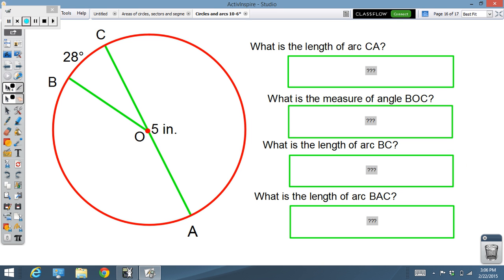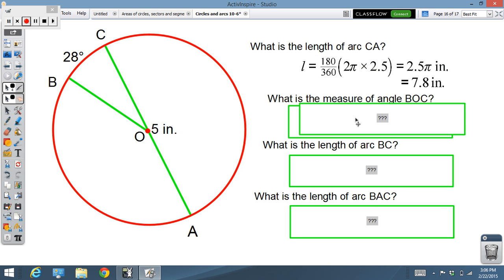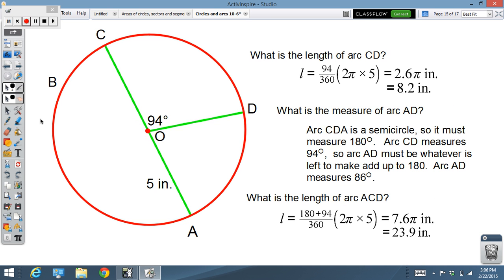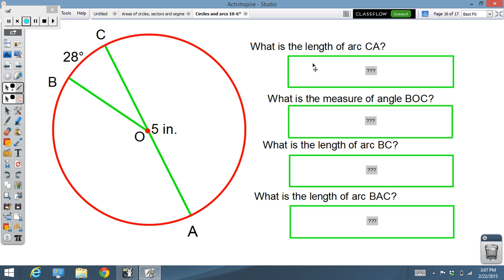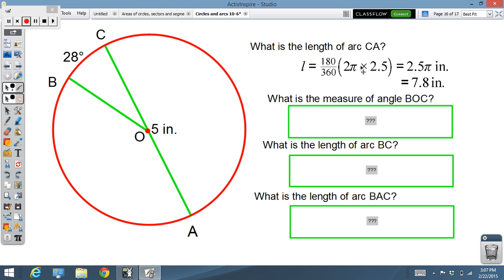A couple more examples. Go ahead, stop it, think about it. Here come your answers. Length of arc CA, 180 degrees, half the circle, times 2 pi r. I want you to notice also the difference here. When a dimension is listed down here, that means it's the measure of the radius. In this problem, when a dimension is listed right by the center of the circle, that means it's a diameter, okay? Kind of an important thing in doing these problems. So here I got a diameter, 5. Therefore, 2 pi r, r is 2.5, half the circle, 180 over 360. There you go.